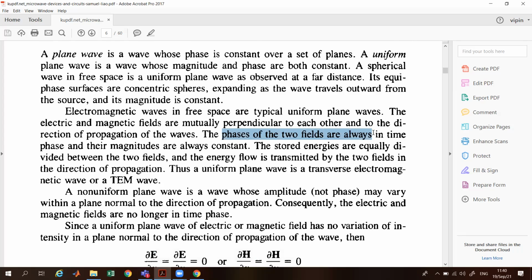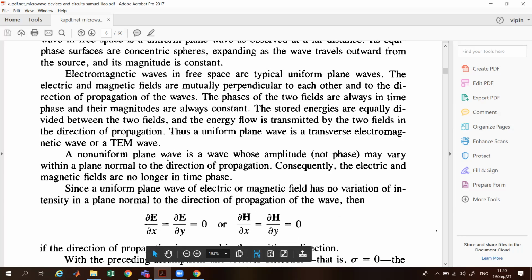So the phases of the two fields are always in time phase and their magnitudes are always constant. The stored energies are equally divided between the fields, and the energy flow is transmitted by the two fields in the direction of propagation. Thus, a uniform plane wave is a transverse electromagnetic wave, or TEM wave. A non-uniform plane wave is a wave whose amplitude, not phase, may vary in a direction normal to the direction of propagation. Consequently, the electric and magnetic fields are no longer in time phase.